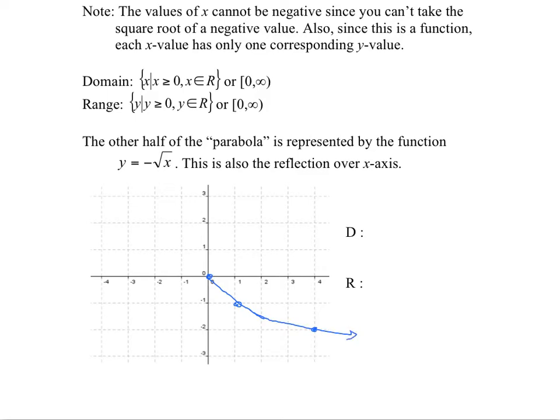Okay, so there'd be a perfect reflection over the x-axis. Notice that the domain of this function would not change. So the domain would still be from 0 to infinity, right? But the range would be from negative infinity to 0 because it's all the negative values. Okay?